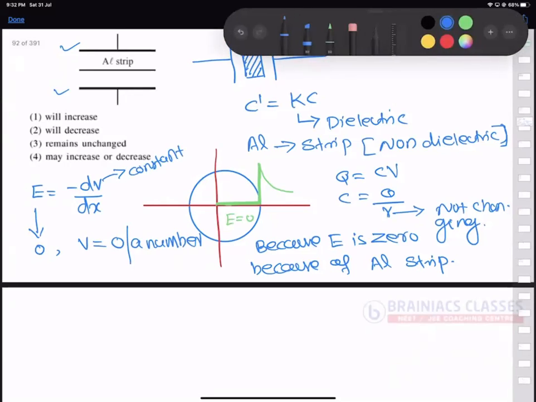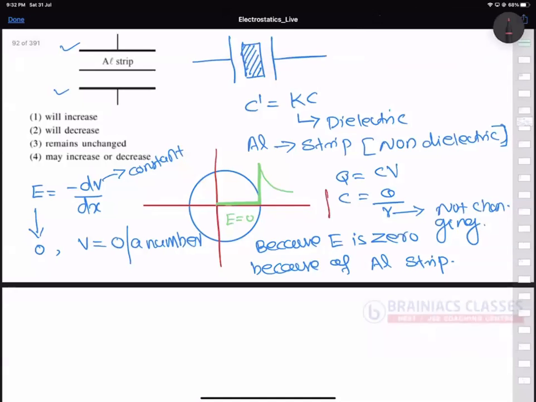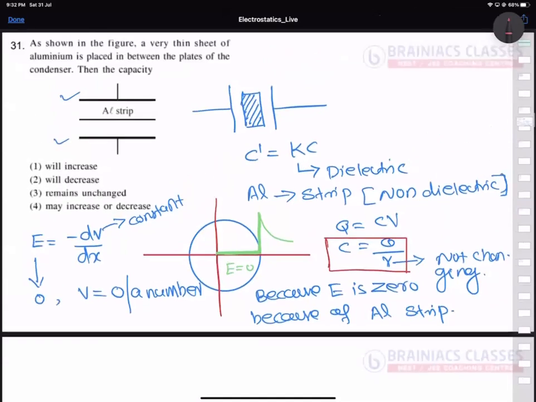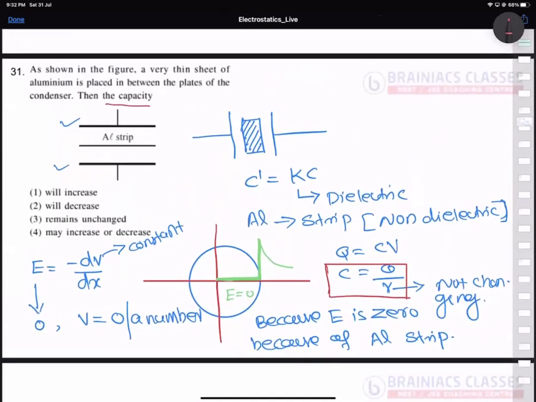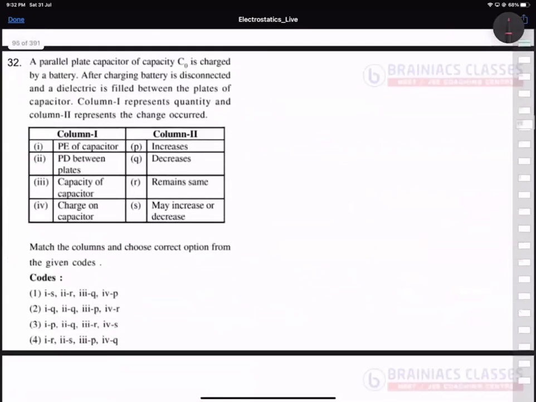If potential is not changing because of aluminium, then what is constant in these equations? C is constant in the equation, and the question is asking about the capacity. So the capacity remains unchanged. You got the point? Is it clear to everybody? Again, silence, so take it as going ahead.